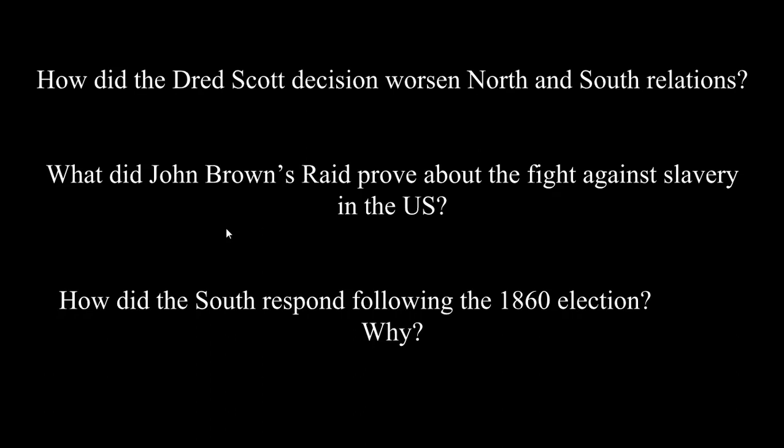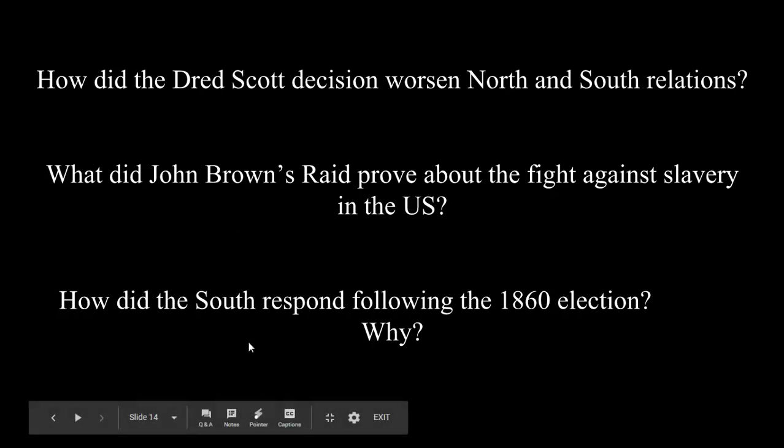In John Brown's raid, what did that prove about the fight against slavery in the United States? John Brown's raid, and he says this later, pretty much shows that the issue of slavery is going to be a violent one. It's not going to be something that just is decided. It's only going to end with violence, and Brown believed that, and that's one of the reasons that he took a violent stance going all the way back to Kansas-Nebraska.